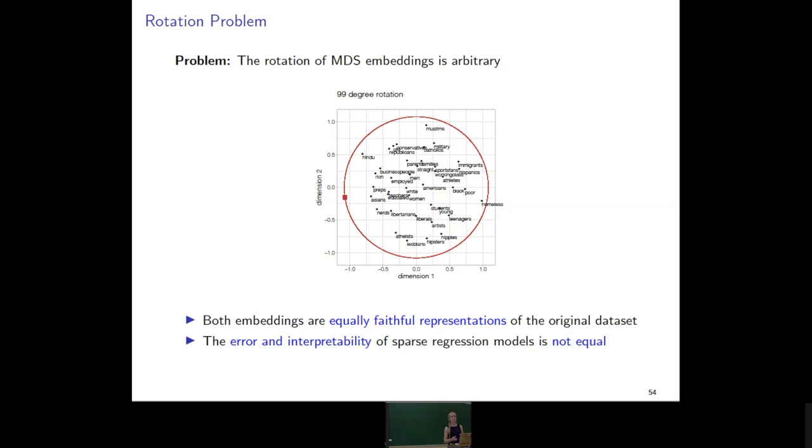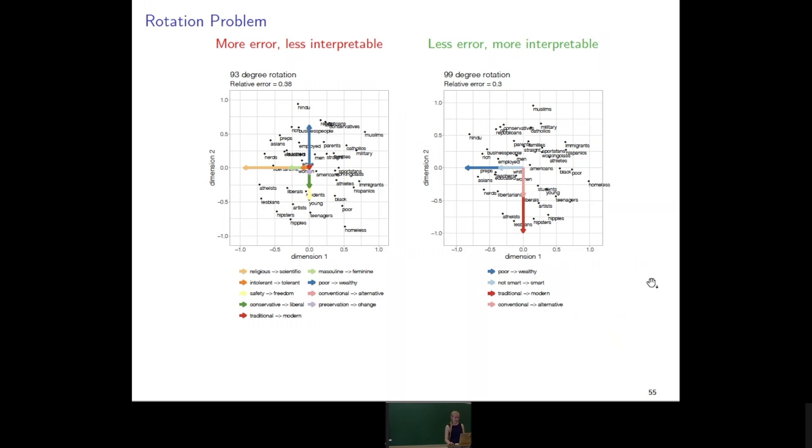But the problem is when we're using our sparse regression modeling technique, what we find is that the error and the interpretability of the sparse regression models is not equal for both of the rotations. So the rotation actually does matter. Here's an example to really emphasize this point where I show you two cases. One where the model has more error and is less interpretable, and the second one where there's less error and it's more interpretable. In this first example, the 93-degree rotation, we require basically 9 variables to explain the dimensions.